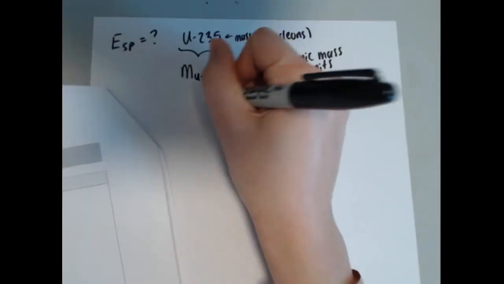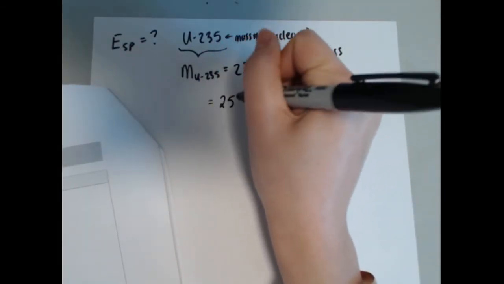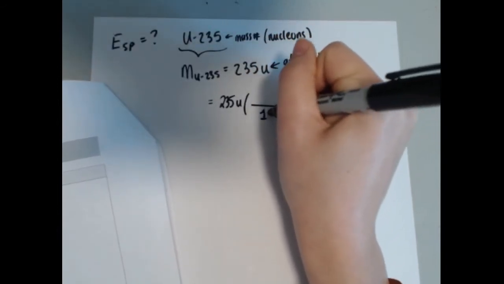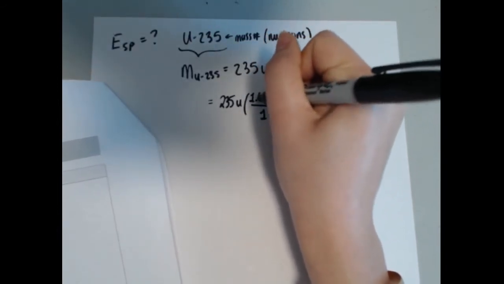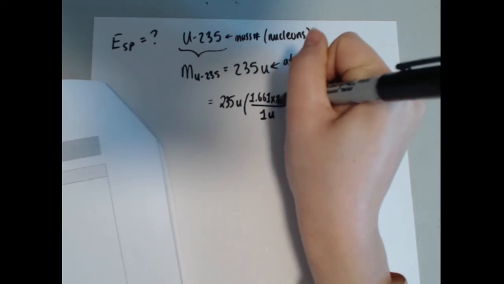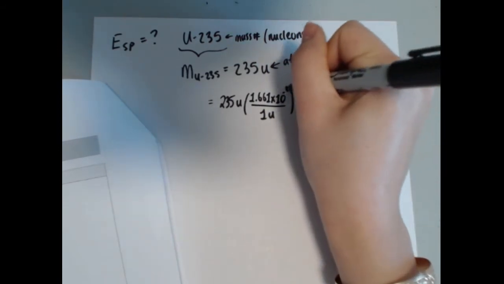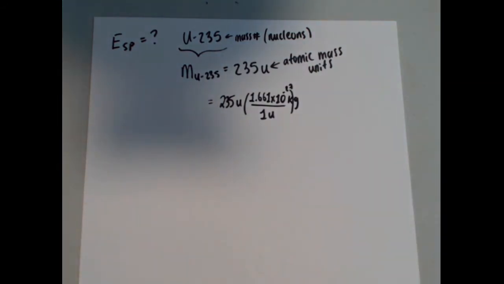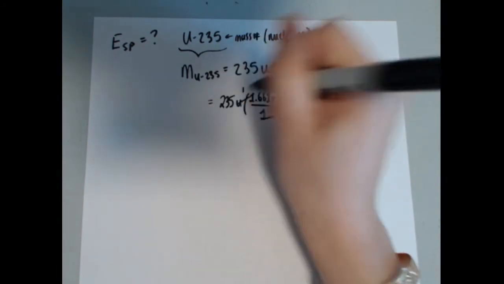Okay, so I have 235 U times, well, 1 U is 1.661 times 10 to the minus 27 kilograms. So that when my units cancel, I'm left with kilograms. All right, so then my U's are canceling.